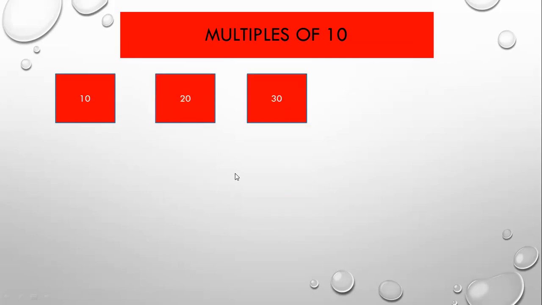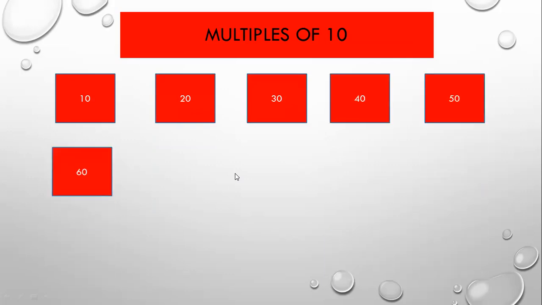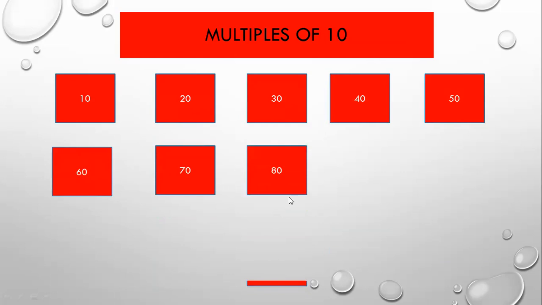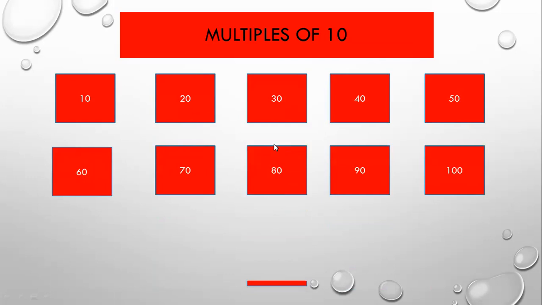10 threes are 30. 10 fours are 40. 10 fives are 50. 10 sixes are 60. 10 sevens are 70. 10 eights are 80. 10 nines are 90. And 10 tens are 100. These are multiples of 10. What are they called? Multiples of 10. When counting in tens, we count like this, 10, 20, 30, 40. So these are called multiples of 10. They are also called decades because in the end they have 0.